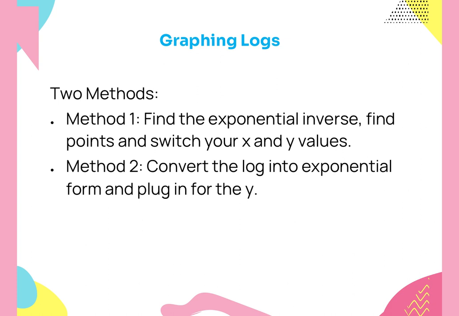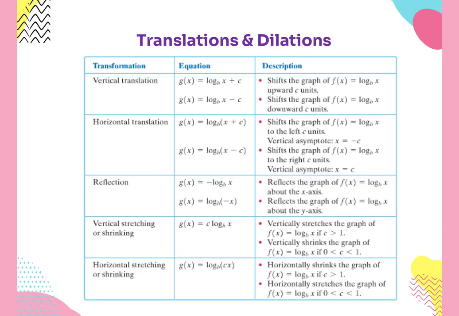Like log base 5 of x, maybe not so bad. Just do 5 to the x, find your coordinate points, and then don't forget to switch them. Method 2 is convert your log into exponential form, and then plug your values into the y instead of the x. So we're going to kind of do both in a minute. These are all your translations and dilations, same as every other function we have done.